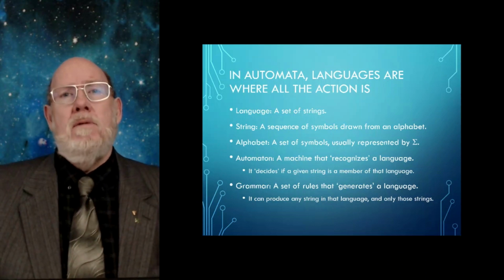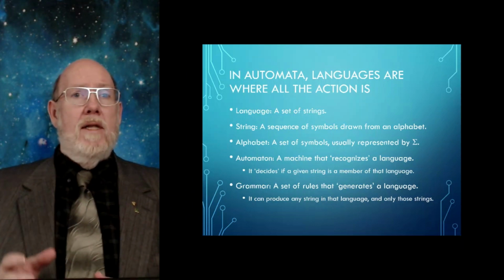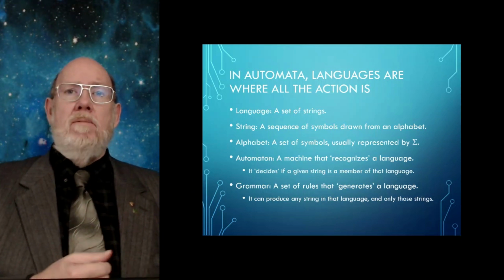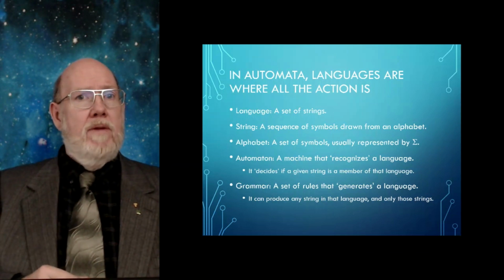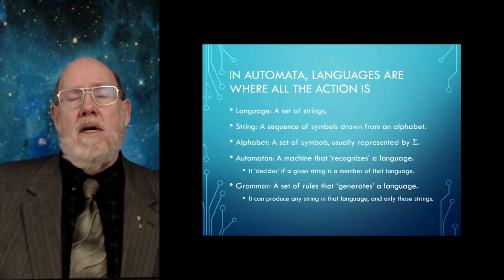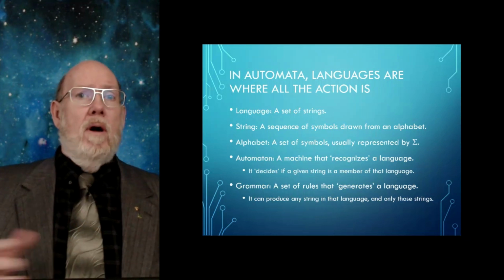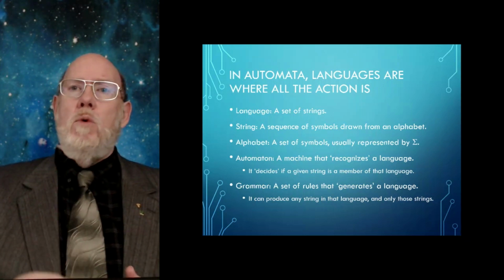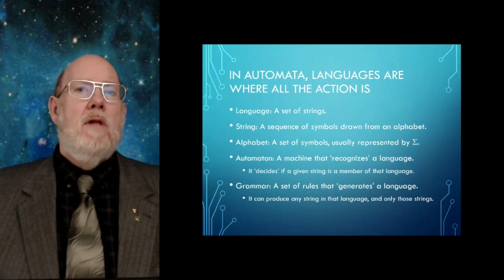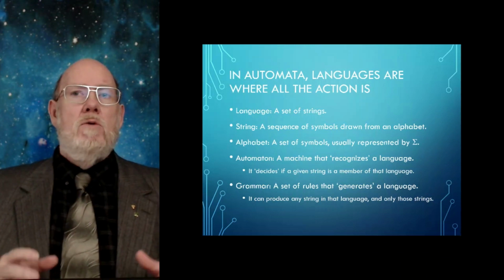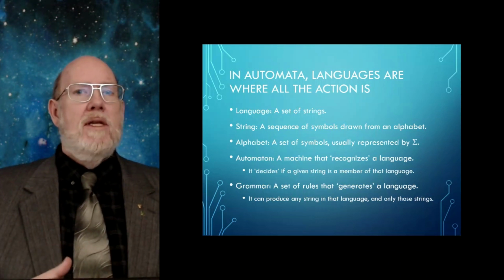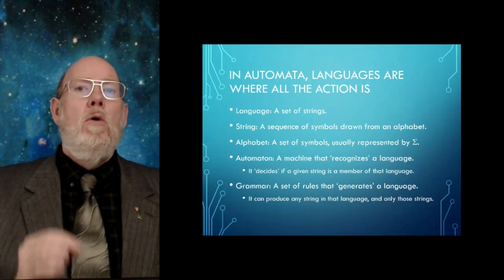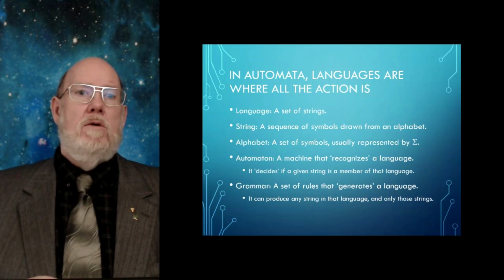An automaton is a machine that recognizes a language. We feed it a string, and it decides if that string is a member of the language that that machine is designed to recognize. A grammar, on the other hand, is a set of rules that generates a particular language. If we follow those rules, we can produce any string that is in the language, and we can only produce strings that are in the language.